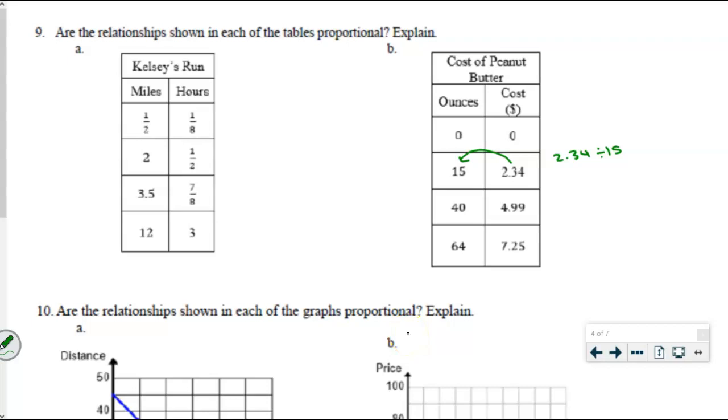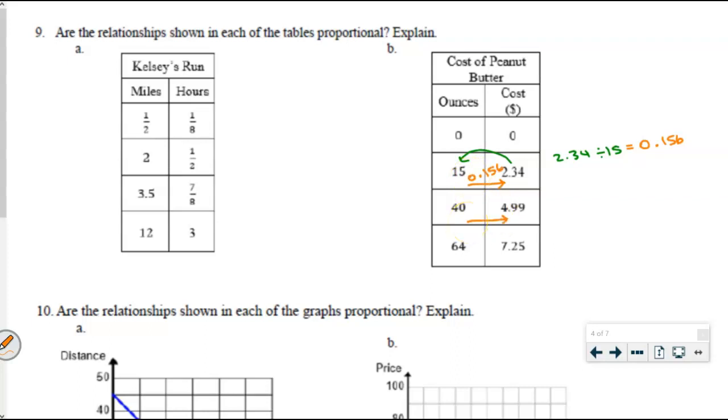Who's worked ahead and already has that one done? Grant, did you have your hand raised, Grant? What did you get? Oh, well, what's 2.34 divided by 15? Yeah, 156 thousandths, or 0.156. So that tells me what I should be multiplying by every place that I go forward. 15 times 0.156. Let's try it here.